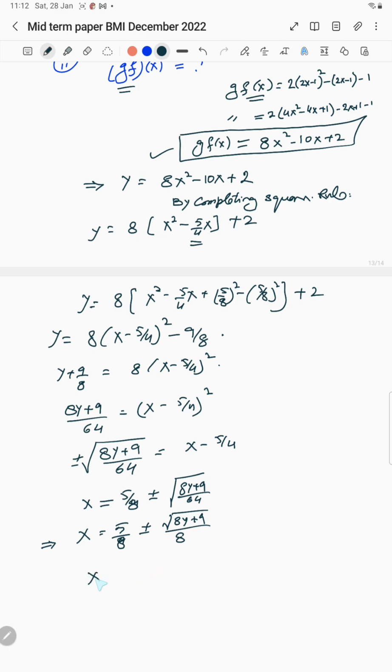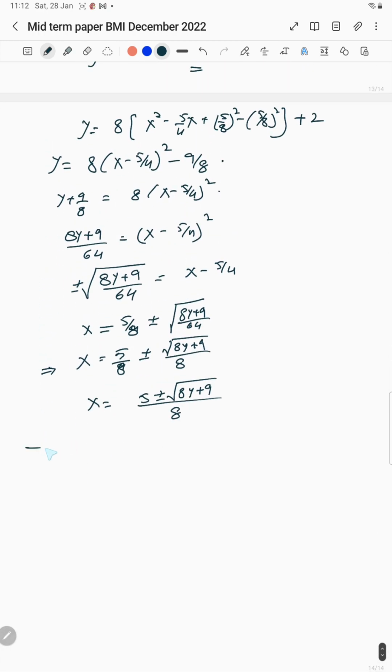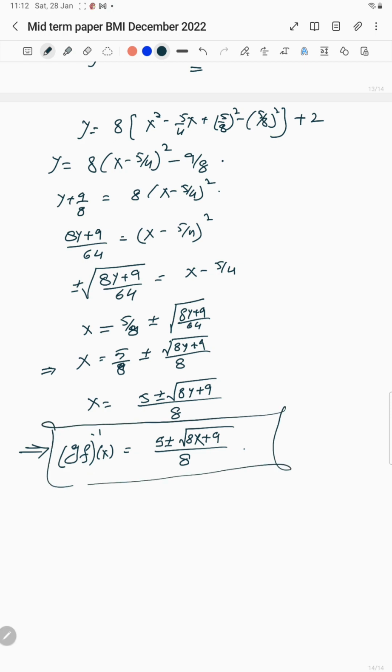Okay, furthermore we can write x is equal to 5 plus minus square root of (8y plus 9) whole divided by 8. This is the inverse function. So we can say f inverse of x is 5 plus minus square root of (8x plus 9), where y will be replaced by x, over 8. This is the final answer of the question to be asked.